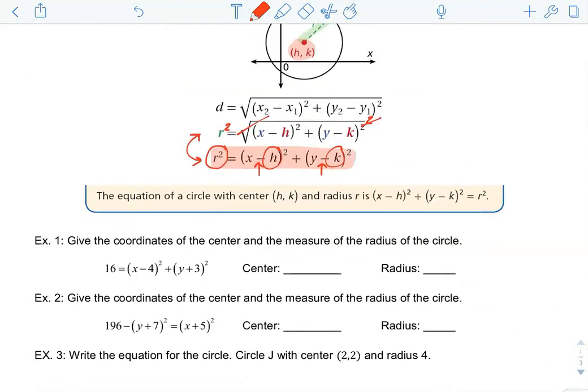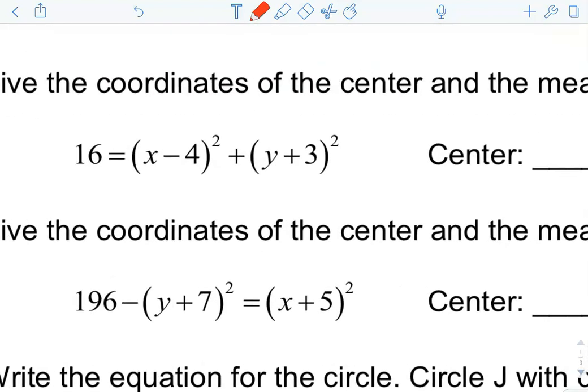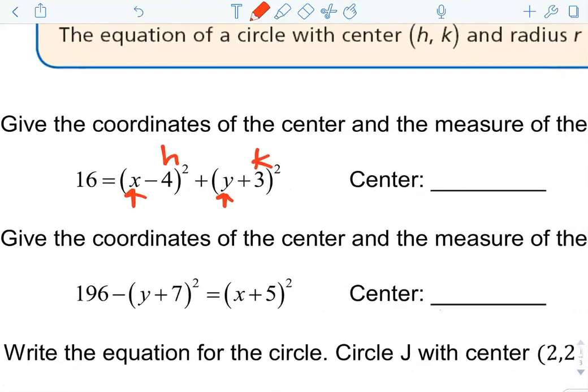Okay, so let's do some examples here. These first three examples, we're just going to be working with some of the basics of the equation. Give the coordinates of the center and the measure of the radius of the circle. So your center is H and K. You'll notice you have X and Y right here, so it goes H and K, where H is with X and K is with Y.